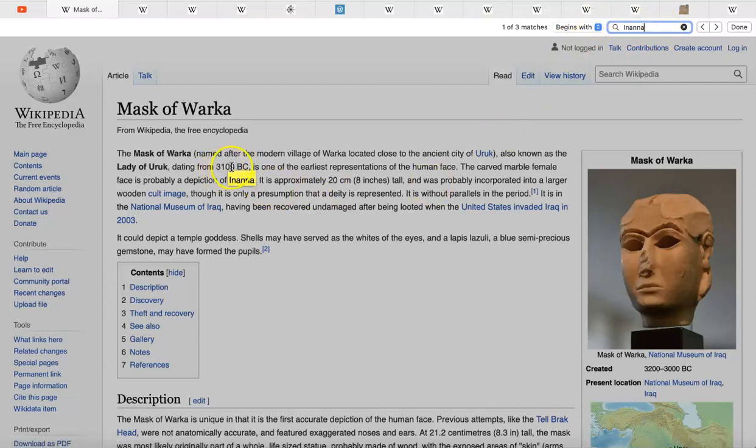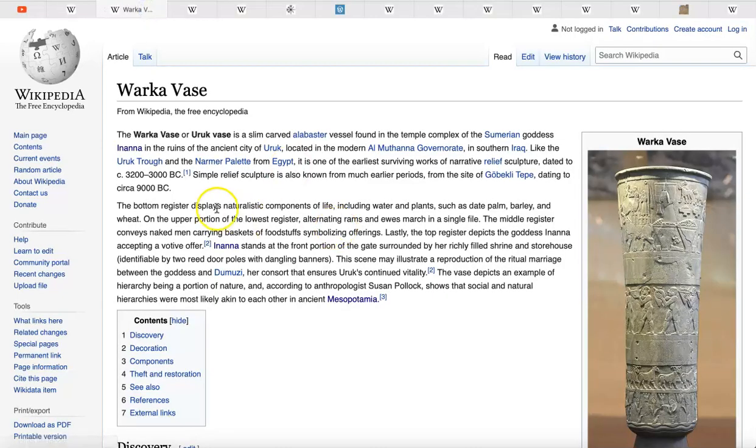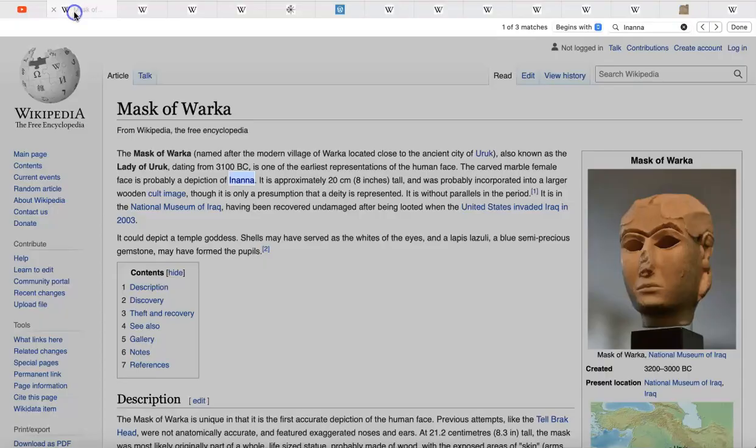Dating from 3100 BC, so roughly around the same time as this thing, give or take a century, the Mask of Warka, Inanna, one of the earliest representations of the human face. The carved marble female face is probably a depiction of Inanna. It is approximately 20 centimeters or 8 inches tall and was probably incorporated into a larger wooden cult image, though it is only a presumption that a deity is represented. Yeah, it's a presumption, but it's probably a pretty good one.